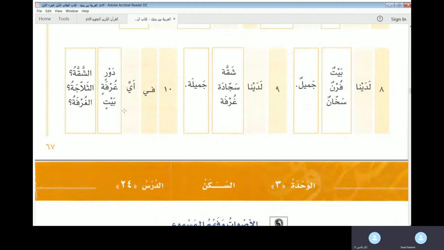In which room? In which house? Is the room. Why are we using kasra with all these words? Because of ayyi. After the word ayyi, the next word is always majrur. It must have kasra.